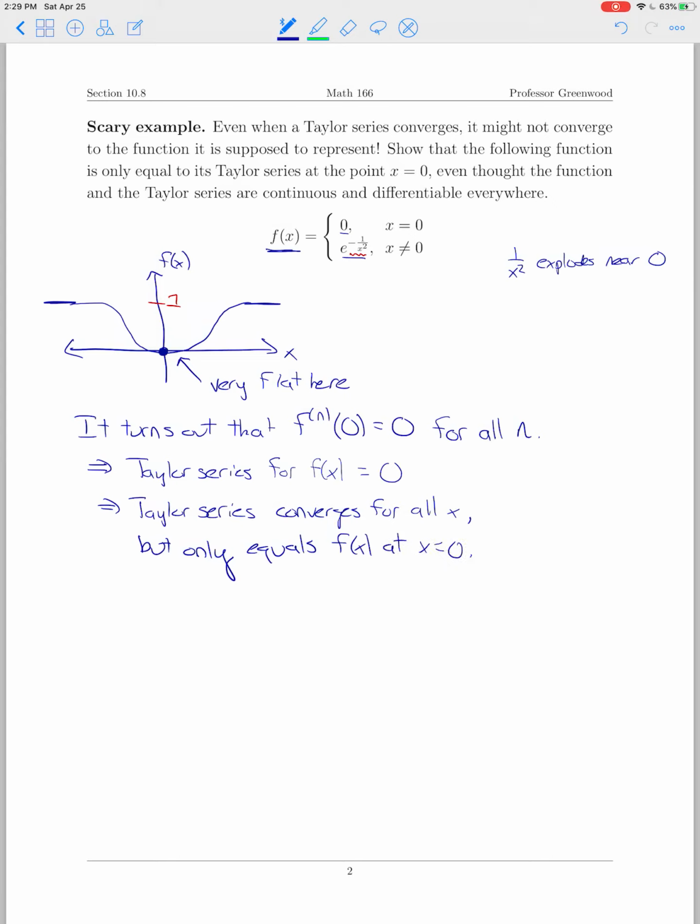And so the point here overall then is that this function has a very nicely behaved Taylor series because it's just the series of all zeros. And so that converges everywhere, it's well behaved, but it's just not equal to the function at all, except at one point. And so that means that we have to be careful when we're computing Taylor series, because they may or may not actually represent the function that we care about.